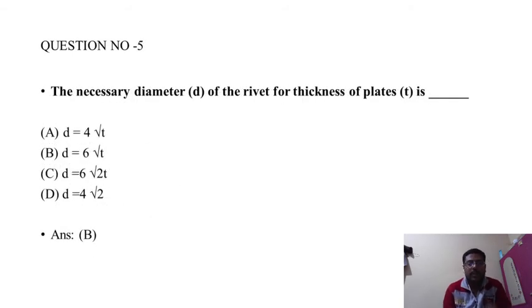So, fifth question, question number 5. Observe here: the necessary diameter D of the rivet for a plate of thickness T is.